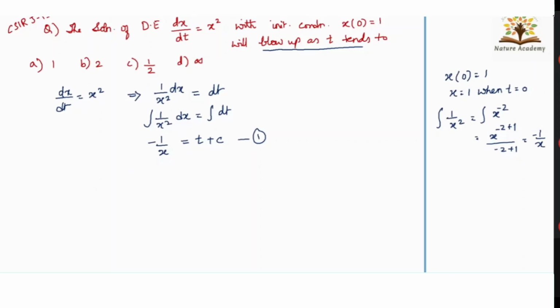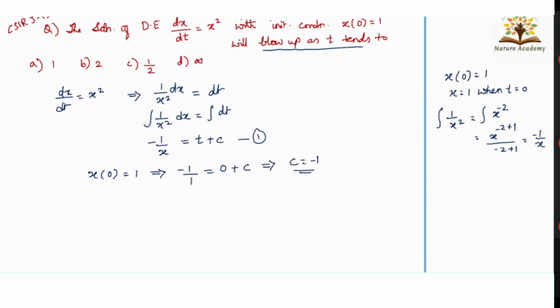Now what is the initial condition they have given? They have told that x of 0 is 1. That means t is 0 and x is 1. So let me substitute here. In place of x, I substitute 1. In place of t, I write 0, plus c as it is. This will give me the c value.